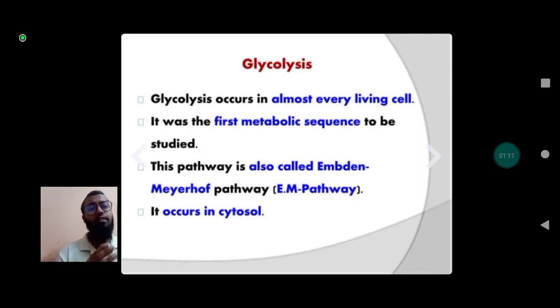This pathway is named after the scientists Embden and Meyerhof, who discovered it. So this pathway is also called the EM pathway or the Embden-Meyerhof pathway. The glycolysis process mainly occurs in the cytosol of the cell. We all know that the cytosol is the main part of the cell where many reactions are going on at a time, and one of these reactions is glycolysis.